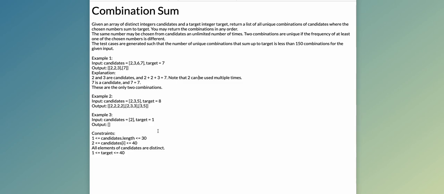Then for candidates 2, 3, 5 and the target is 8, this can be [2, 2, 2, 2], [2, 3, 3], and [3, 5]. Similarly, for candidate 2 and target equal to 1, the output will be an empty array.